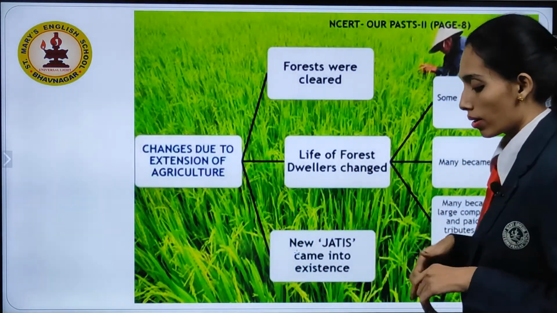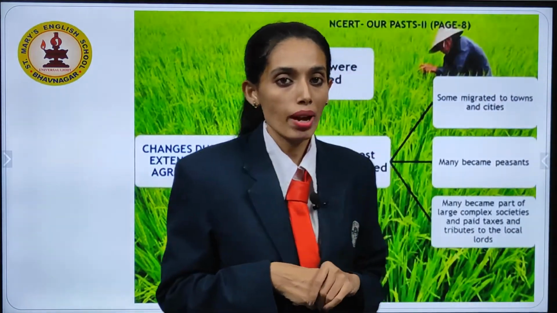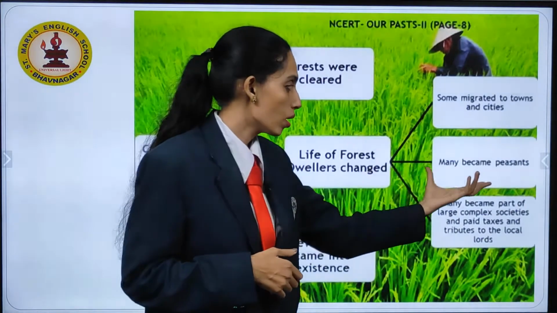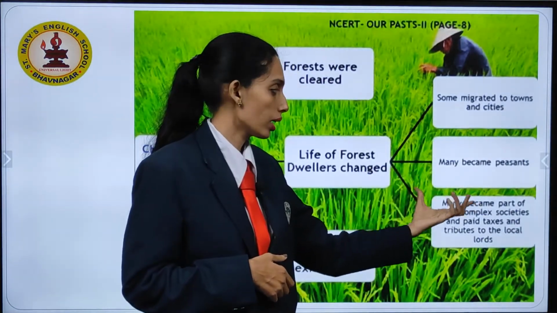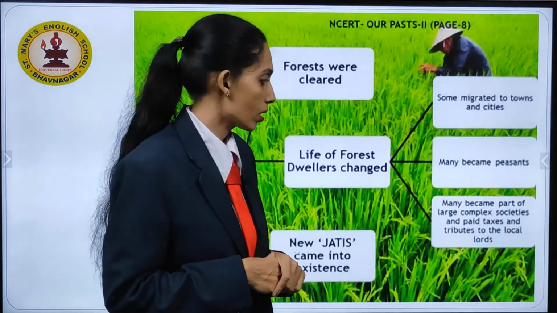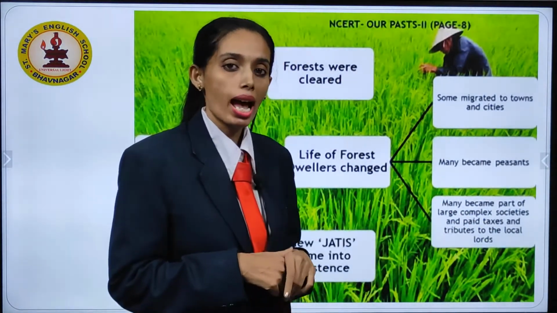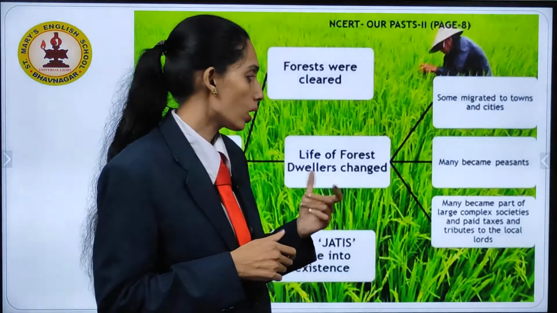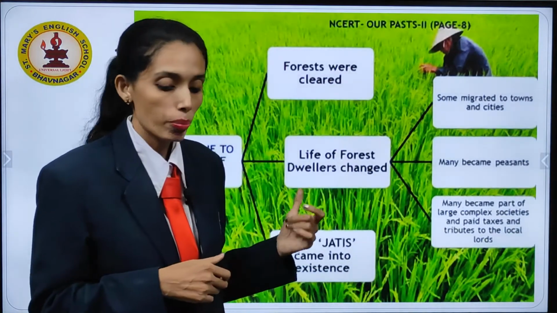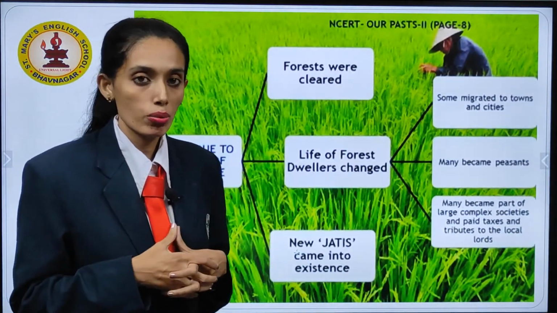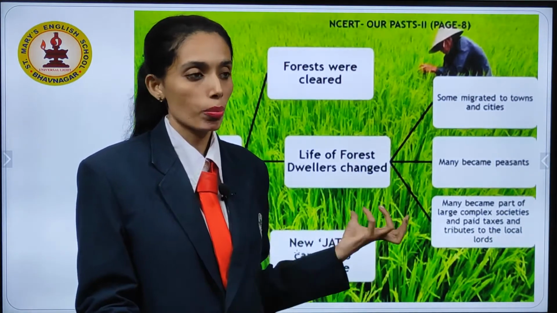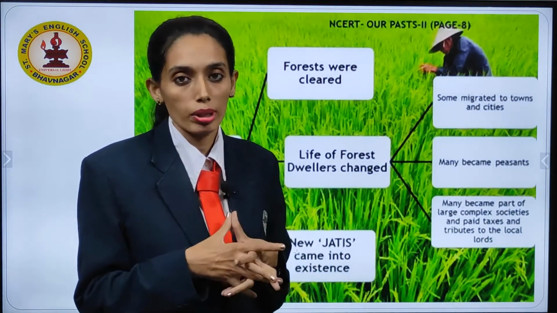Many became peasants. Many had to find work to live. For their livelihood, they had to do some work. Many became part of large complex societies and paid taxes and tributes to the local lords. Whoever the king was in that time period, they used to pay tributes and taxes which were collected by them. That was done in the earlier time period. So they started mingling with the urban group.